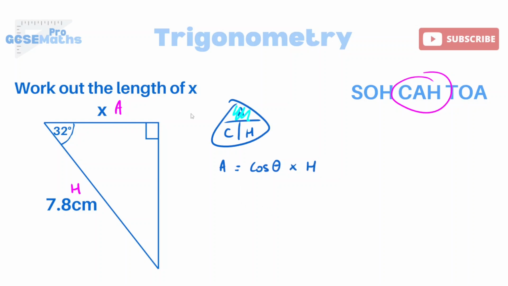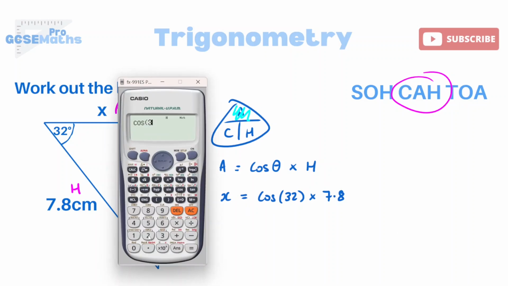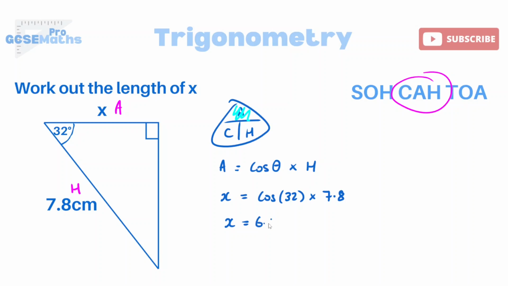Now I can substitute in my actual numbers. So in this case, the adjacent is x. Cos of the angle, so that's 32 degrees, times by the hypotenuse, which is 7.8. And that is what I'm going to put in my calculator. So literally, cos opens up the bracket, so make sure you close the bracket afterwards, times 7.8. Again, to 1 decimal place, that's 6.6 centimetres because it is a side. And that's it. It's just the same process over and over again, okay? We just have to make sure we choose the right sin, cos, or tan to start with.